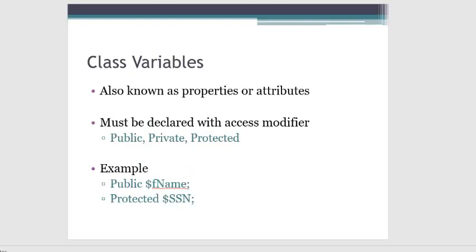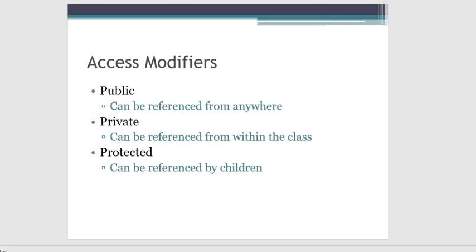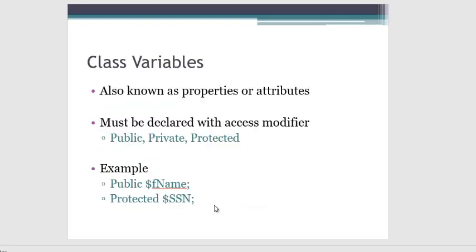Class variables, also known as properties or attributes. These must be declared with an access modifier. So that's the only difference here. We declare these just like any other variable, but we have to put an access modifier in front of it. And I don't really want to explain those again, but that is how those work. Here's an example. So if you wanted a variable called fname, you just need to put an access modifier in front of it. Public fname, that's going to be accessible anywhere. Protected SSN, that means that's only going to be accessible by a child class. Private would mean it's only accessible within that class.